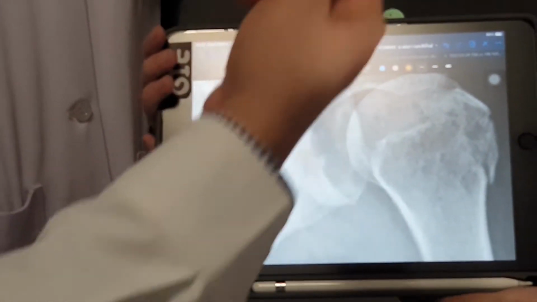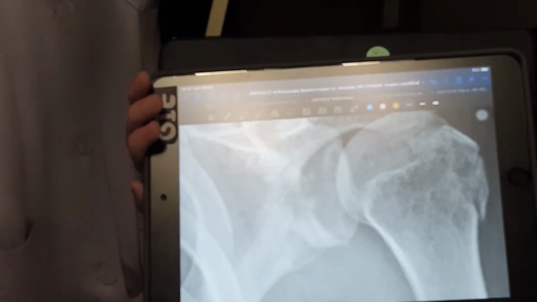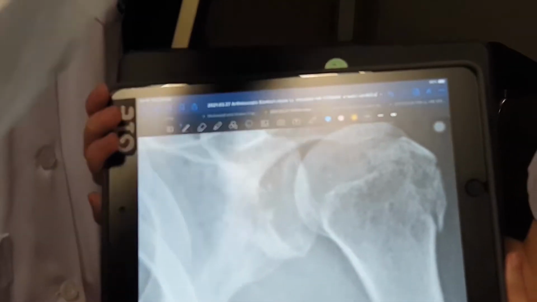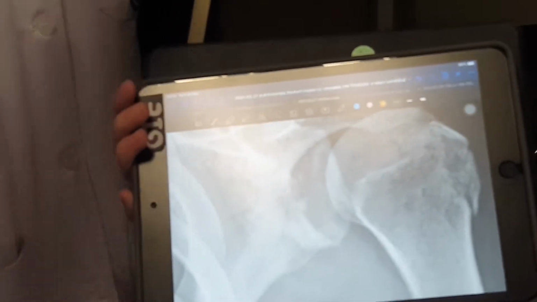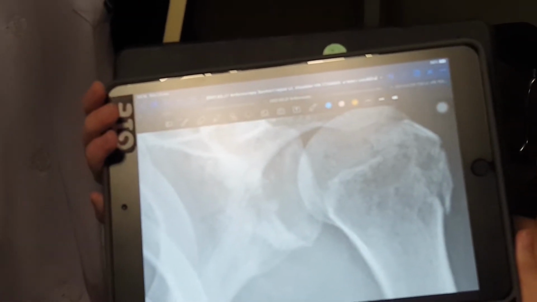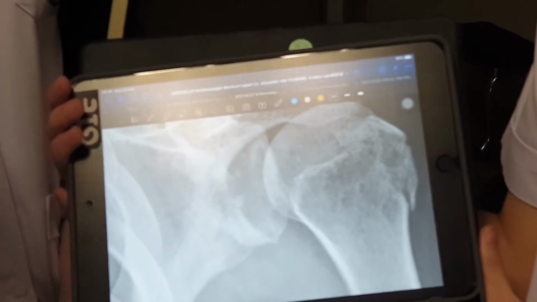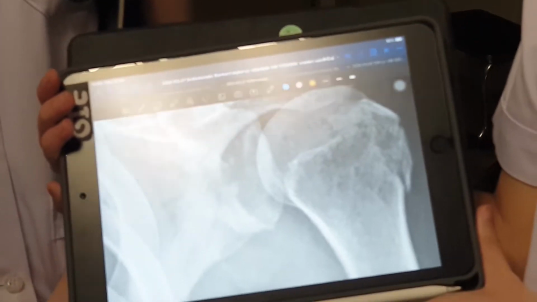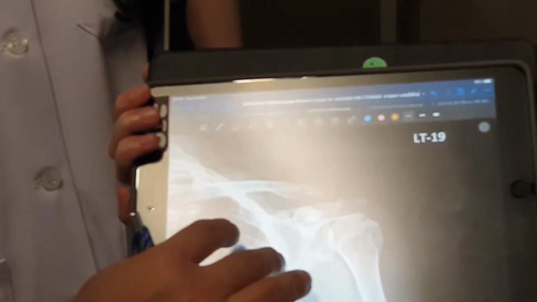Okay. So the true AP view is like this. We call it Grashey because our scapula is about 30 degrees from the body plane. So if you want to make it perpendicular, you need to project the beam out 30 degrees. That is the Grashey view. But this film is like a true AP, you go perpendicular to the coronal plane. Yeah, like this.